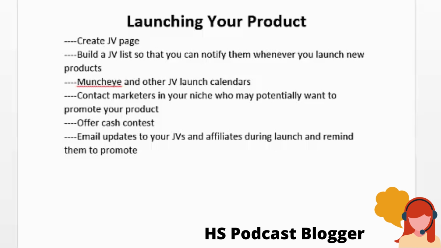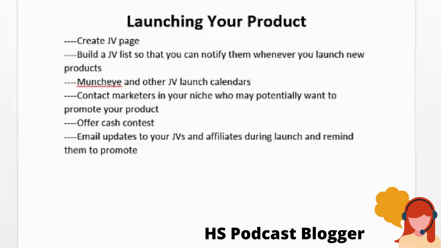When I'm looking to promote something as an affiliate, I'm looking for products to promote. If they don't have a JV page, chances are I'm not going to promote the product. Although I have promoted products that do not have JV pages, if they have a JV page, the more likely I'm going to promote their product. I scan JV launch calendars such as Muncheye for products to promote, and that's what I recommend you do.